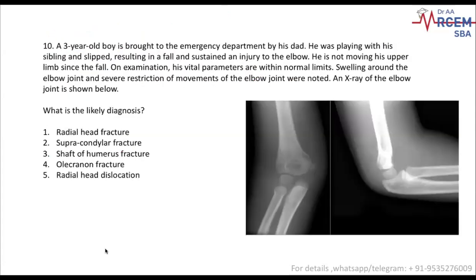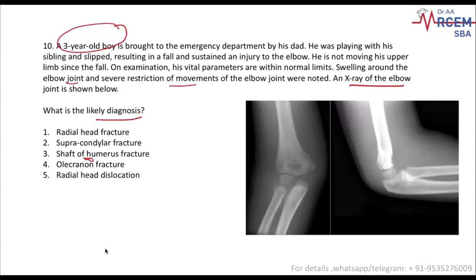A 3 years old boy was brought to the emergency department by his dad. He was playing with a sibling, slipped and fell down, sustaining an injury to the elbow. He is not moving his upper limb since the fall. On examination, the vitals are fine. There is a swelling around the elbow joint. Restricted movements are seen. X-rays given. What's the likely diagnosis they are asking?